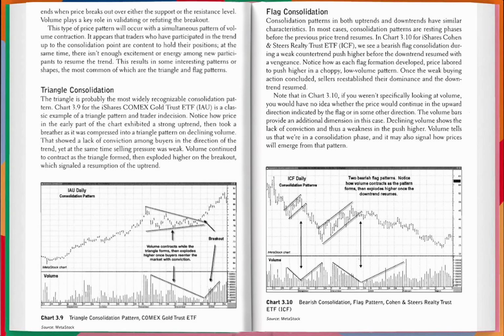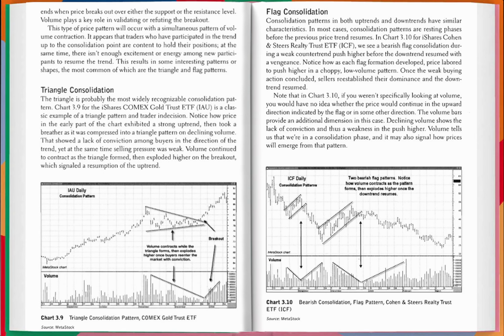Flag consolidation. Consolidation patterns in both uptrends and downtrends have similar characteristics. In most cases, consolidation patterns are resting phases before the previous price trend resumes. In Chart 3.10 for iShares Cohen and Steers Realty Trust ETF, ICF, we see a bearish flag consolidation during a weak countertrend push higher before the downtrend resumed with a vengeance.